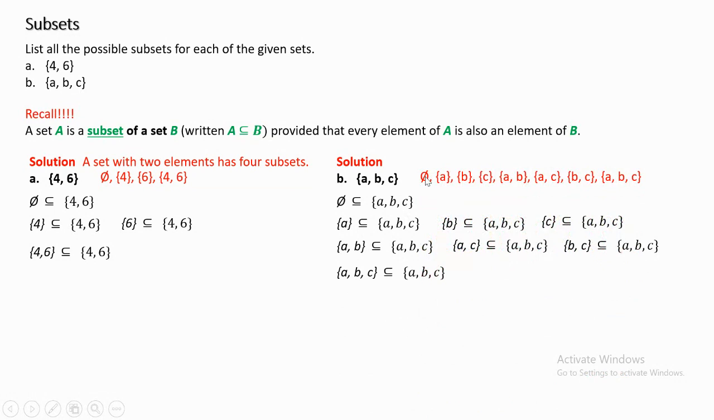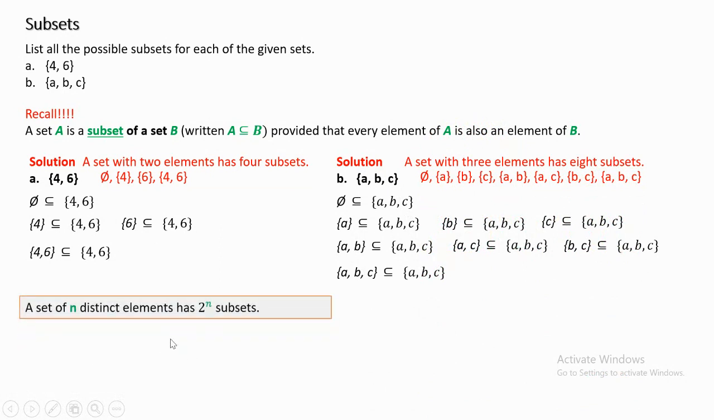So how many are there? 1, 2, 3, 4, 5, 6, 7, 8. So a set with 3 elements contains 8 subsets. So this leads to the next definition right here. A set of n distinct elements has 2 to the n subsets.